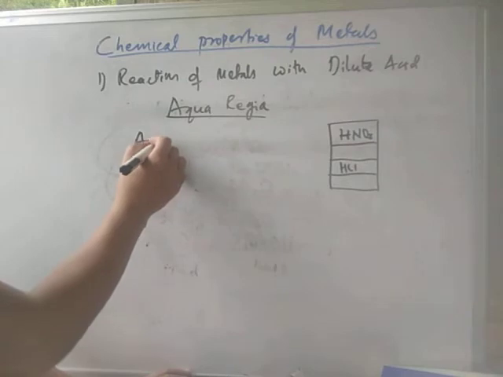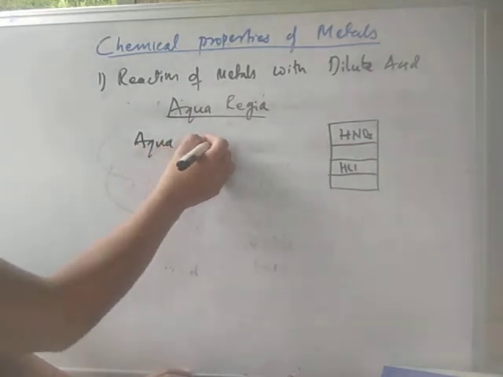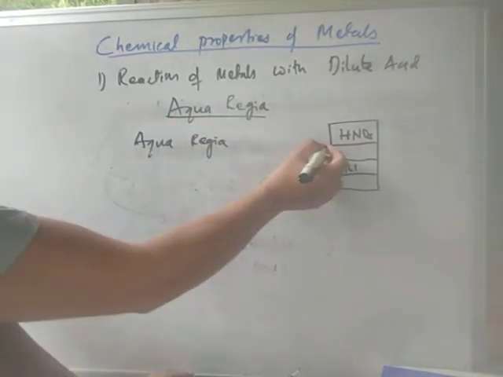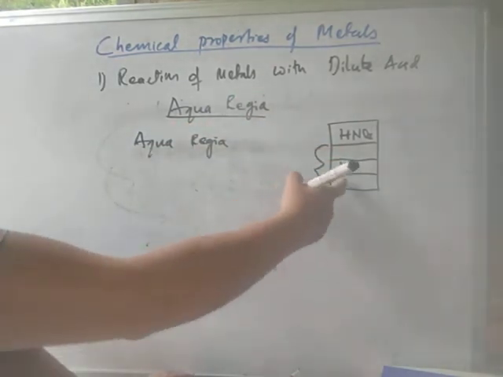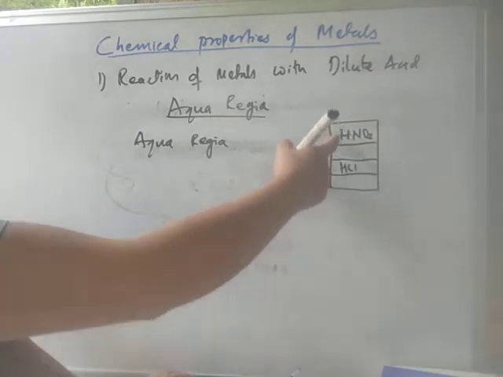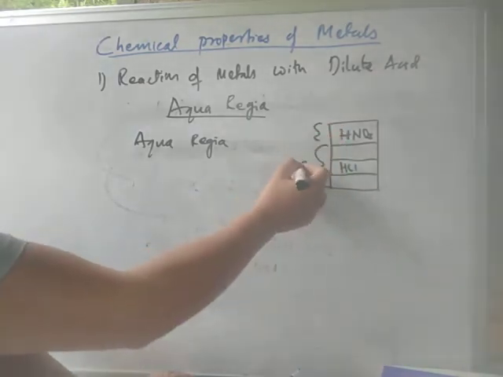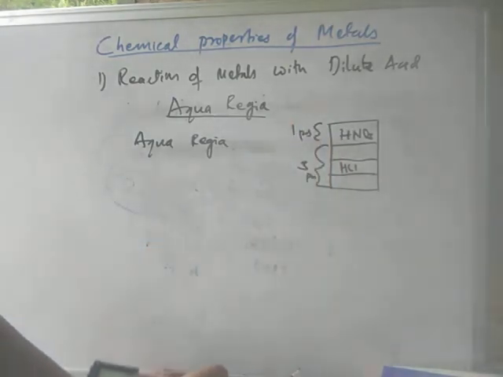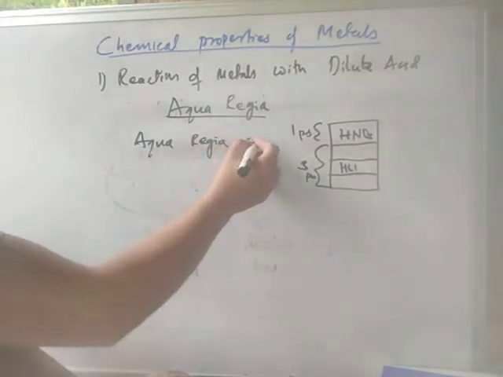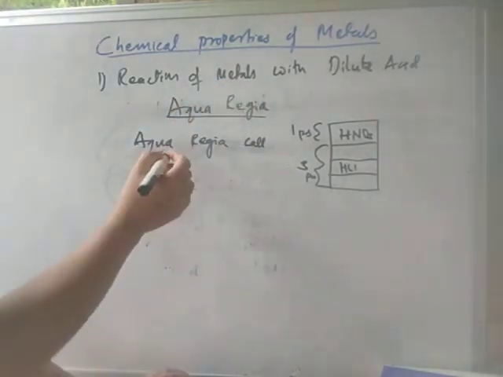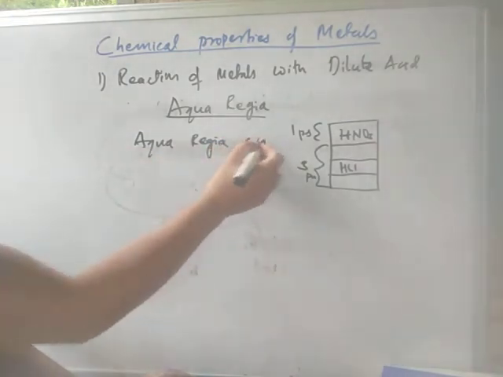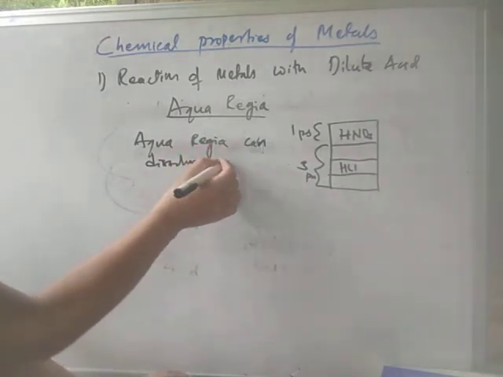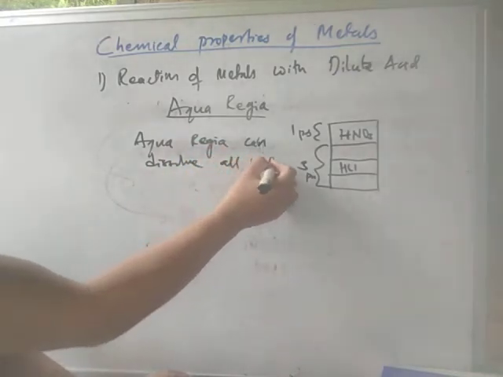So aqua regia can dissolve all metals. Aqua regia is a solution made in the lab by adding 3 parts hydrochloric acid and 1 part nitric acid. So aqua regia can dissolve gold, or all metals.